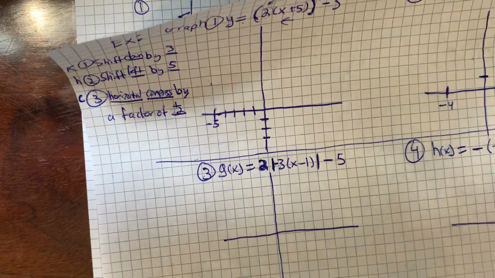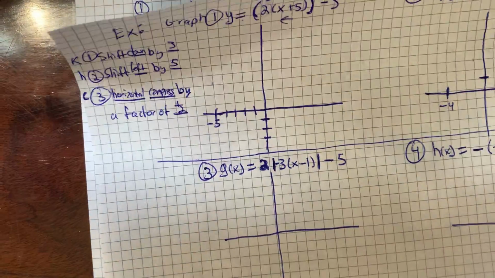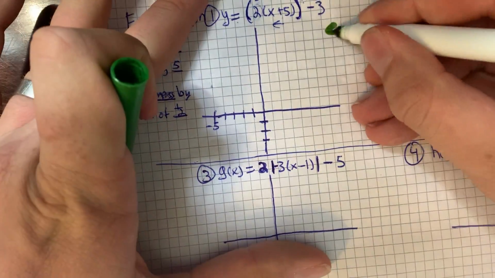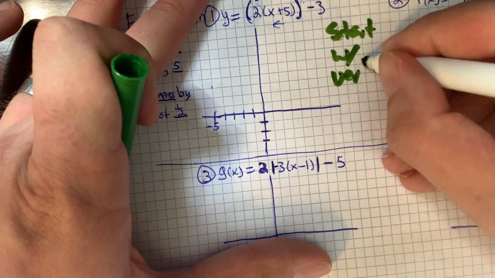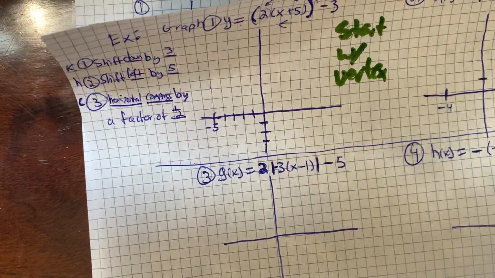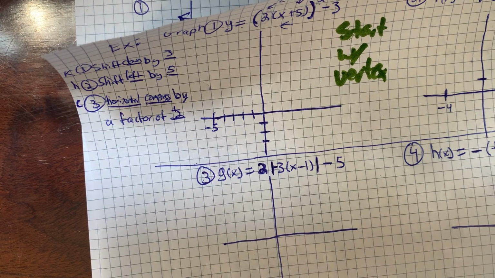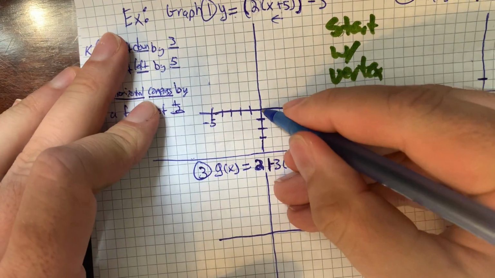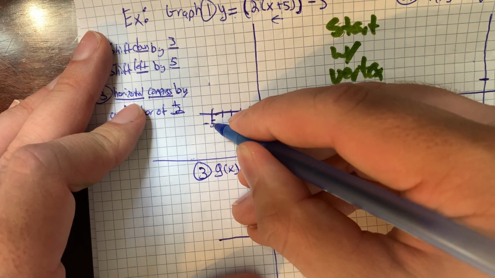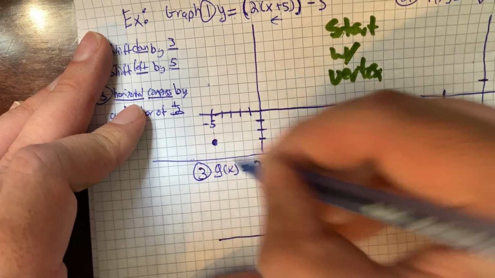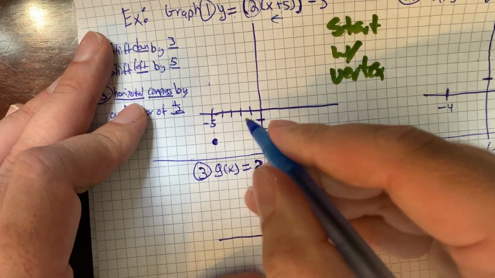What we will do is, just like earlier in the day, we will always start with the vertex or inflection point. In this case, it's a vertex. And the vertex normally would be at 0, 0. It's going to shift left by 5 and down by 3. So here's my vertex. This is a horizontal compression.